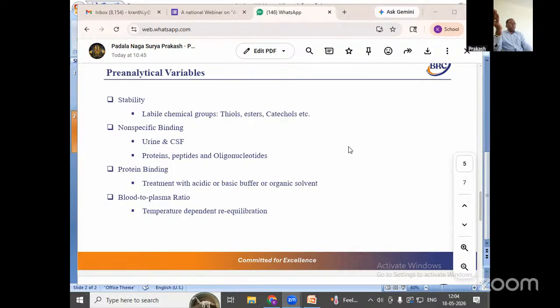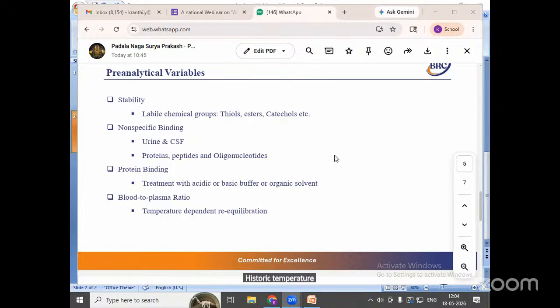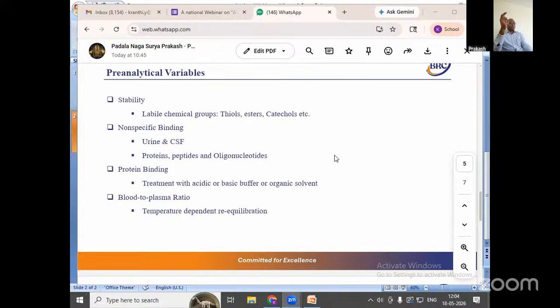Everolimus, for example, has more than 65% affinity to bind to RBC rather than to plasma. So it is very important, when someone works with such compounds, to take precautions and be aware of a phenomenon which is called temperature equilibration. If a drug molecule redistributes between RBC and plasma, this can impact the measurement of that molecule.